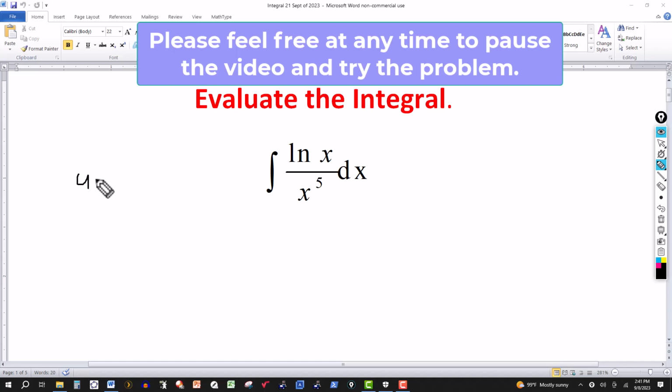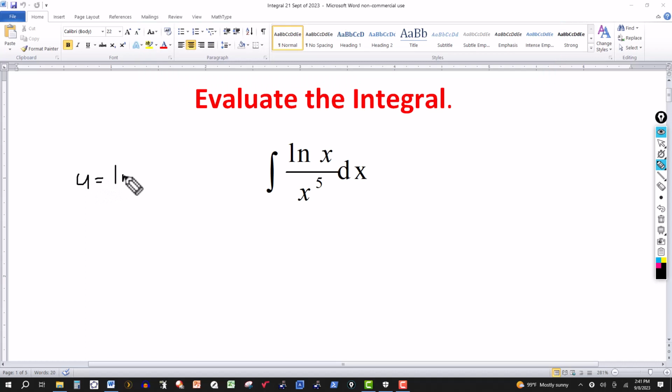So I'm going to pick u to equal ln of x. Natural log is easy to differentiate. And then the other part I'm going to use here is 1 over x to the fifth. So my dv will equal 1 over x to the fifth, and I'm going to write that as x to the negative 5.